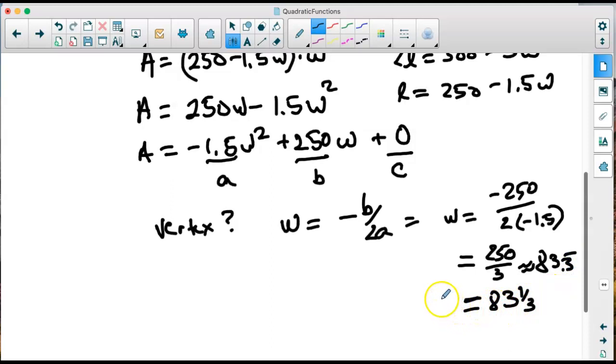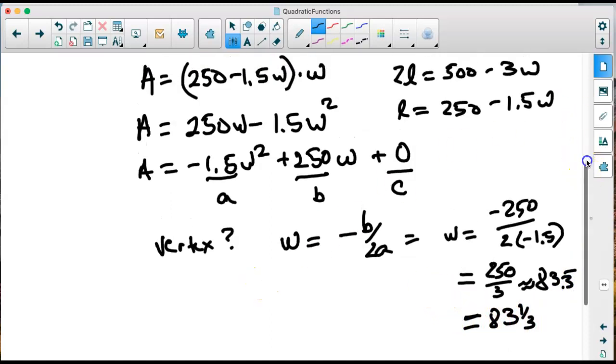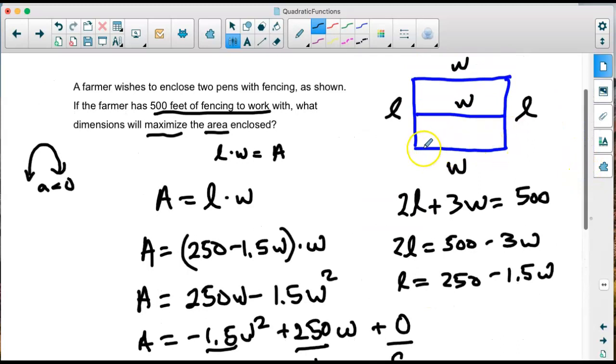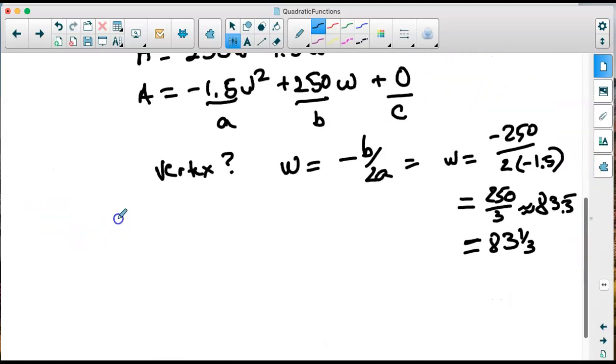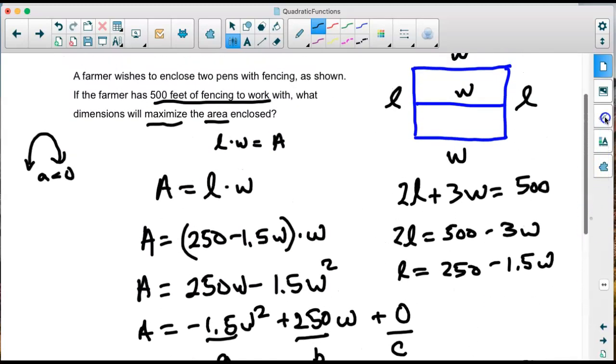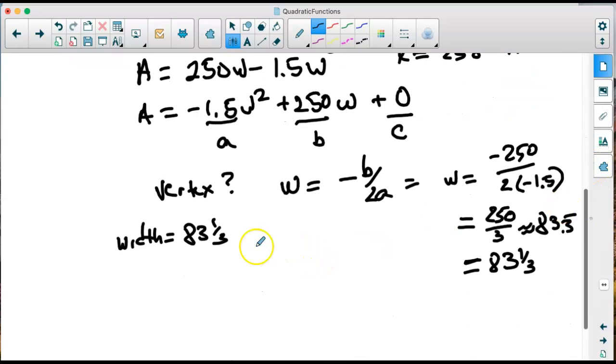Okay, so that gives us the width of the pen. So the width equals 83 and 1/3 feet. And then we want to find out the length.